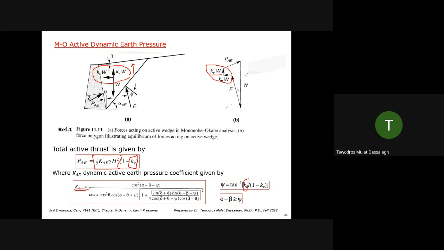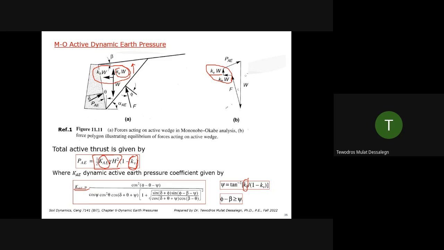Is that clear? In some cases, you can ignore KV like we saw in the slopes, but it's not a conservative approach. The equations are also similarly modified. So if somebody asks you how the seismic accelerations are incorporated, the vertical is incorporated right here, the weight is reduced, and the horizontal is incorporated in the active earth pressure coefficient. Same is true for the passive. That's the Mononobe-Okabe approach.